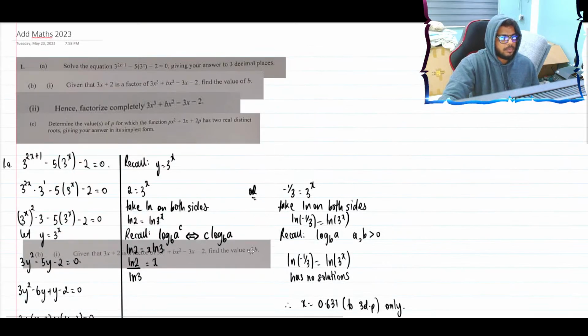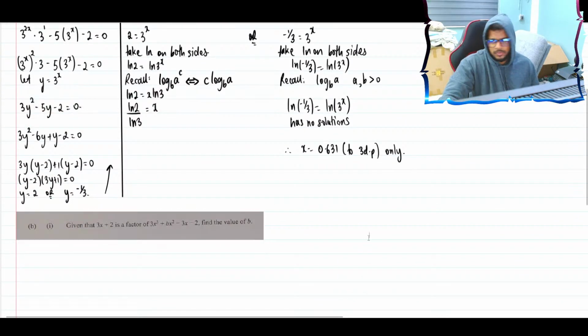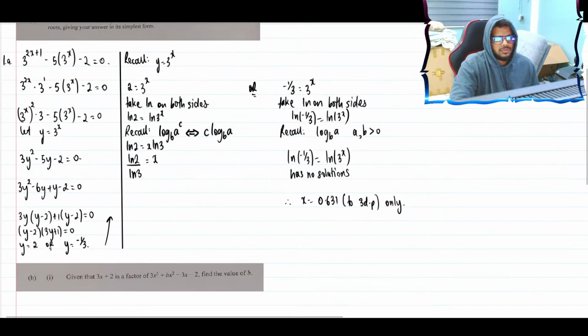Let me tackle part B. Sonia, your question: how many marks will you lose if you left it as x is equal to log of 2 to base 3? So you get log of 2 to base 3, or you convert this indice back to a log. If that is equal to x, you'll be fine with that. That's completely acceptable. You will lose no marks.